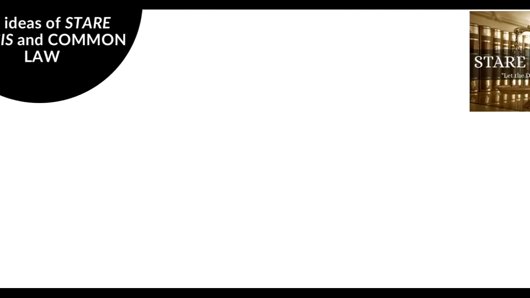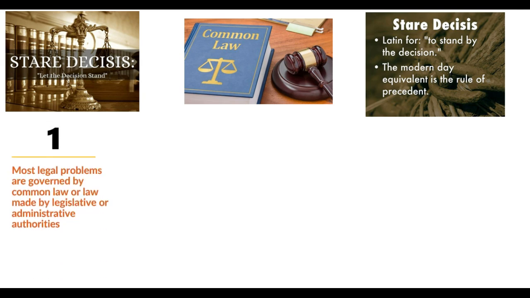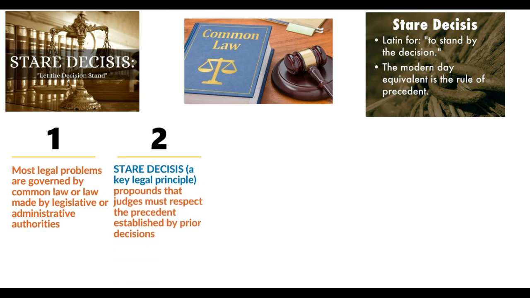The ideas of stare decisis and common law are very important to the process of analogical arguments. So what is stare decisis or common law? Most legal problems are governed by common law or law made by legislative or administrative authorities. Stare decisis is a key legal principle that propounds that judges must respect the precedent established by prior decisions.